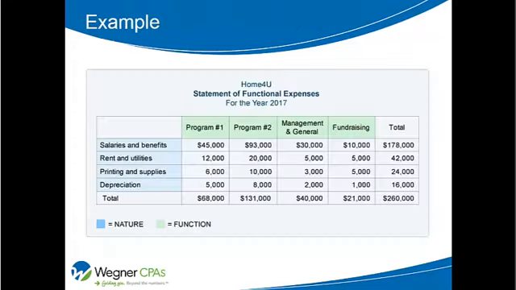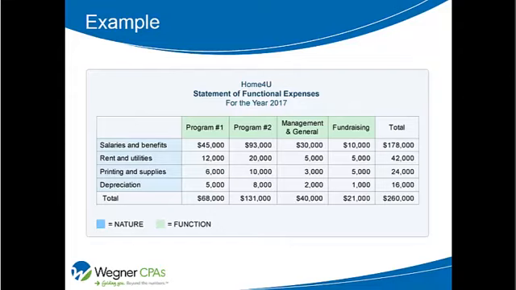Here is an example in case you've never seen one. Generally what happens with a statement of functional expenses is you'll see the programs and management and general and fundraising. So your functional items go across the top, and then in the rows you'll see your natural classification. So salaries and benefits, rents and utilities, etc. So it basically comes out as a table. This will then need to tie, so in this example, the $260,000 will need to tie to your total expenses on your statement of activities.